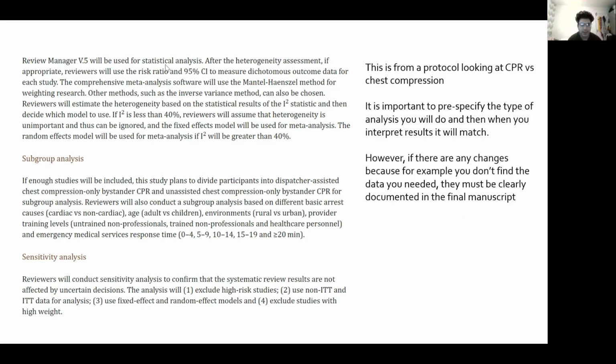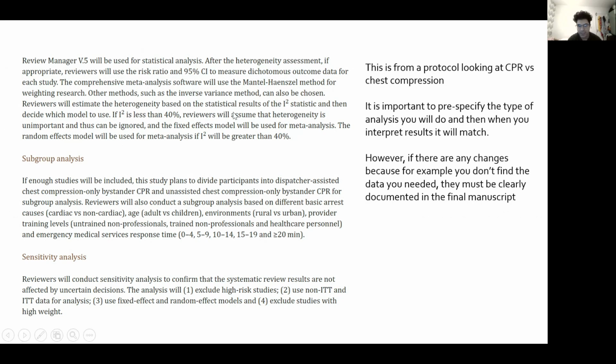They will use the Mantel-Haenszel method, so that's just a method used for weighting. You can use inverse variance. The details again don't really matter at this stage, but Mantel-Haenszel is kind of like the gold standard. That's the one everyone uses. But inverse variance is fine too.